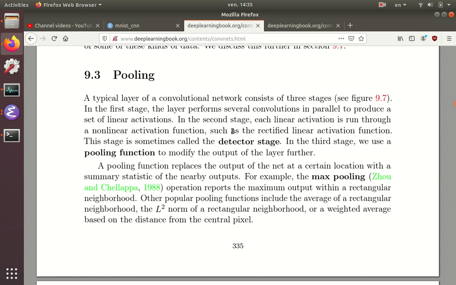The difference being that in the first stage, the convolution operation was replaced by a matrix multiplication that involves all of the inputs and all of the output units, right? So the third stage here is the new thing that we're learning about. It's a pooling function to modify the output of the layer after the nonlinear activation function. A really common pooling function is called the max pooling function.